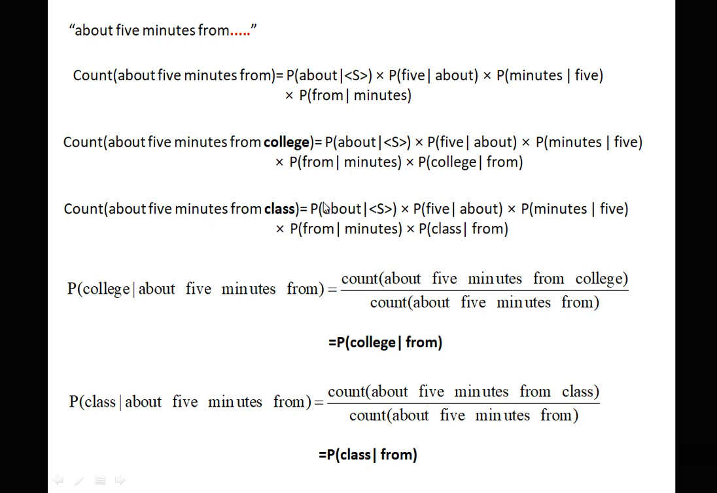Now we just put that value into the equation, where the numerator is above 5 minutes from college and the denominator is above 5 minutes from. When we write down this equation, we get the probability of college given from, that is, next word prediction depends only on the previous word. Probability of college given from and probability of class given from. We will check whose probability is more. For example, if the probability of class is more, the next predicted word will be class.